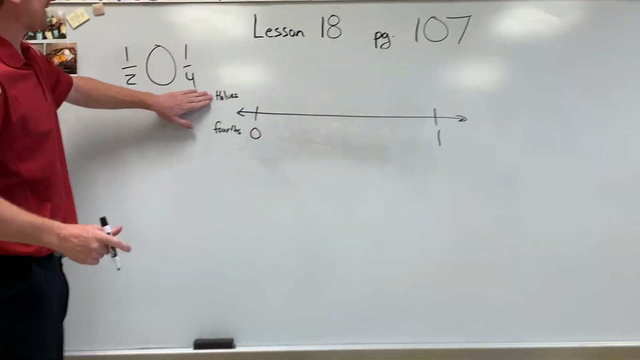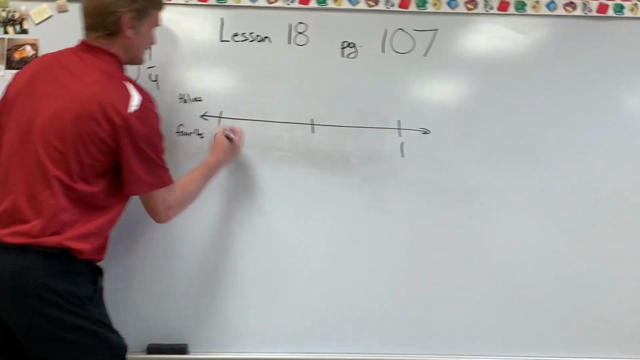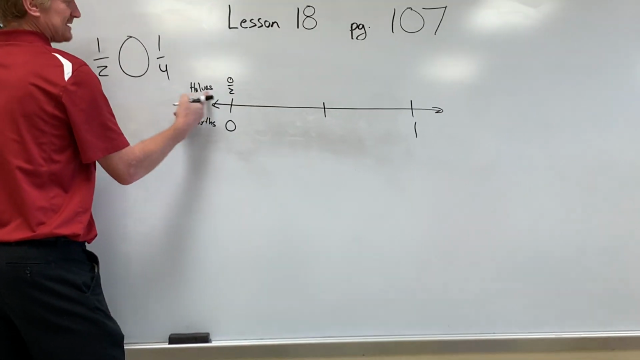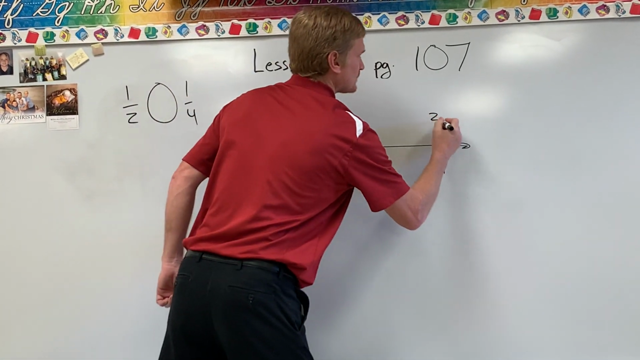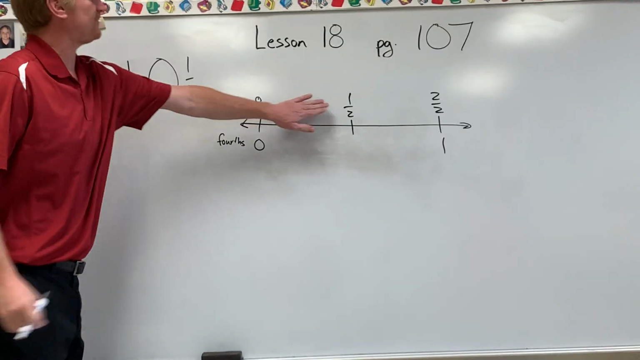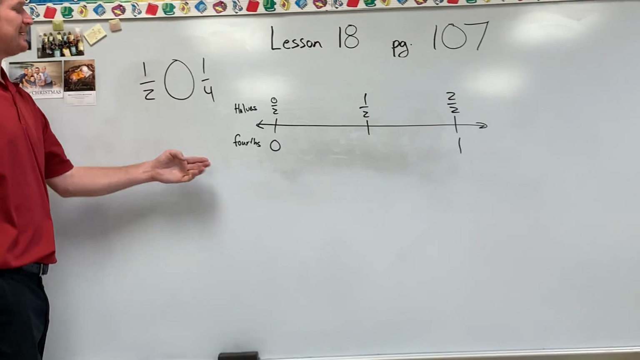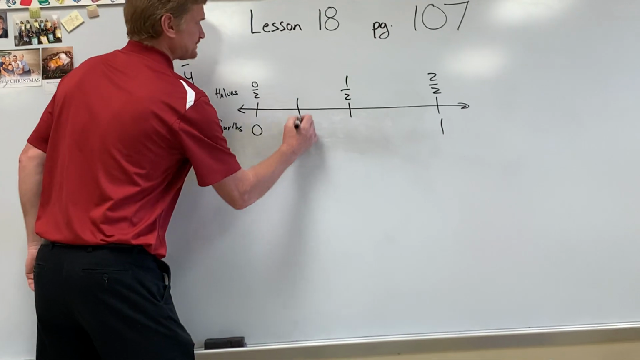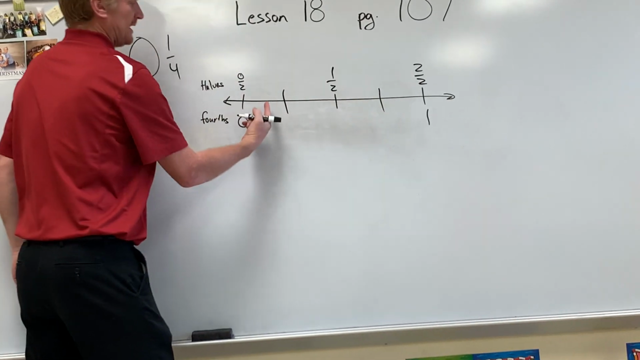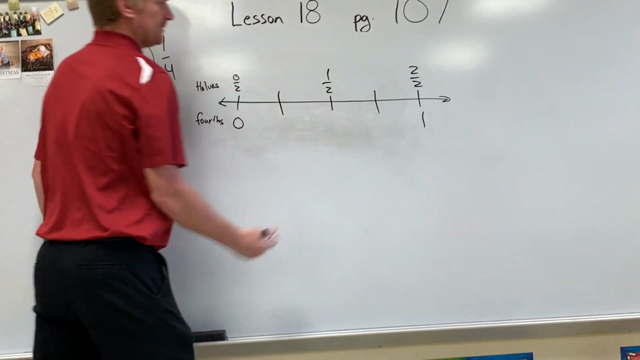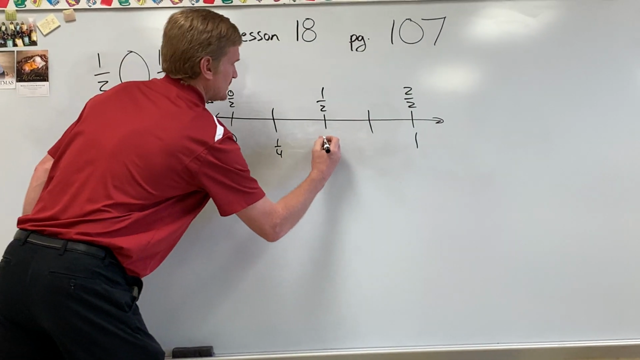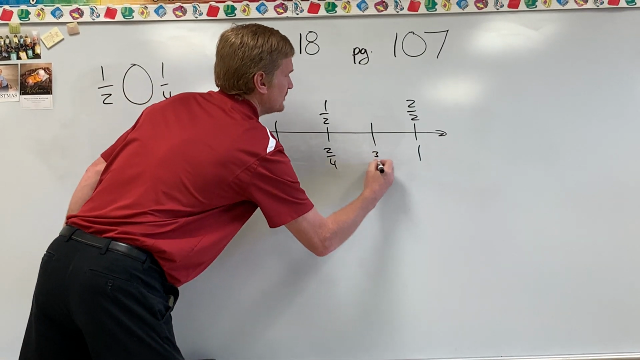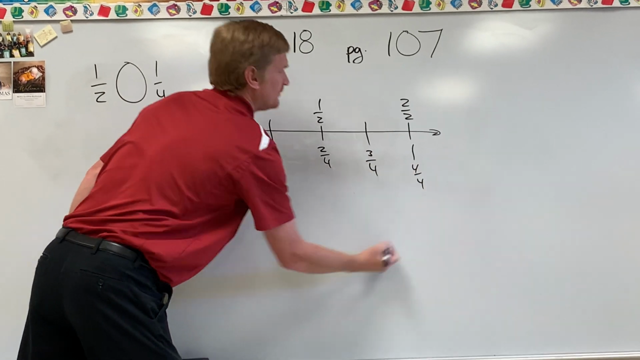All right, so we're going to break it into halves first. 0/2, and since it's halves, 2 is my bottom number. 1/2, 2 halves. Great, I found out where 1/2 was. Now I need to break it into fourths. So now I have 1, 2, 3, 4. Break it into 4 pieces. 0/4, 1/4, 2/4, 3/4, and 4/4.